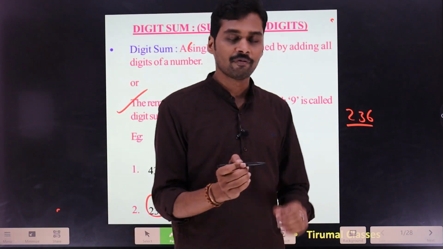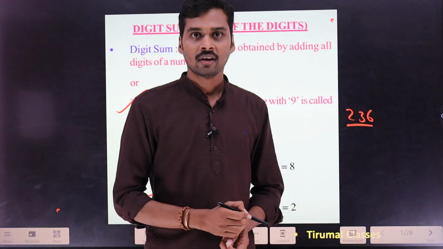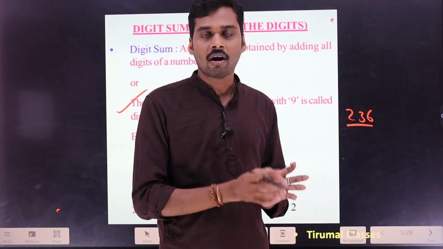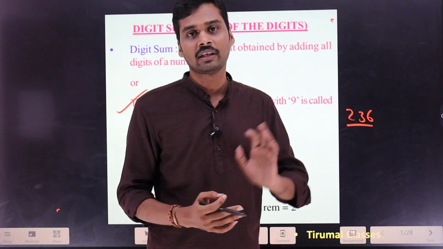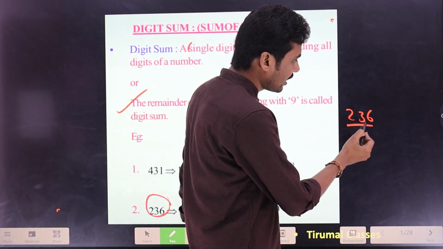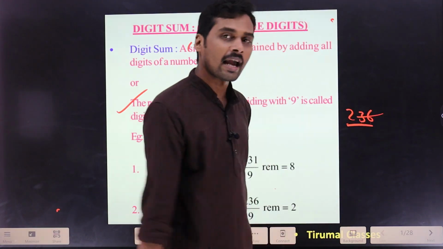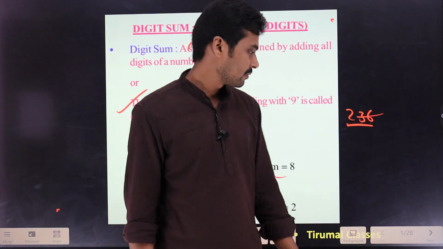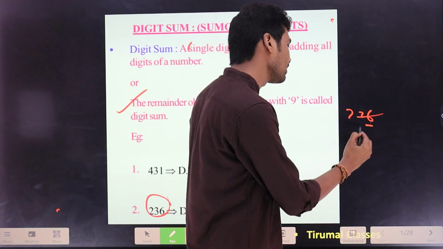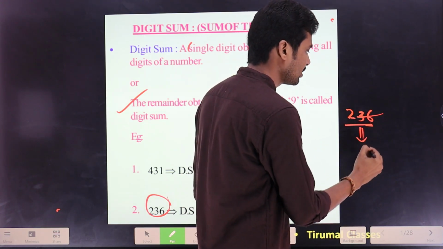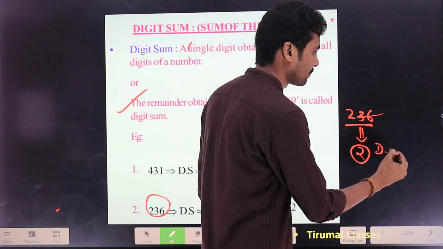Whenever you are adding the digits, wherever we get the digit sum as 9 or a multiple of 9, we can cancel out those numbers. Like suppose you take the number 236, so 3 plus 6 is what? 9. So I can cancel out this number. The remaining number is 2, which is nothing but your DS, digit sum.